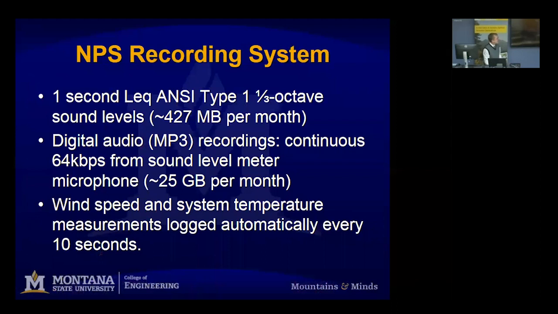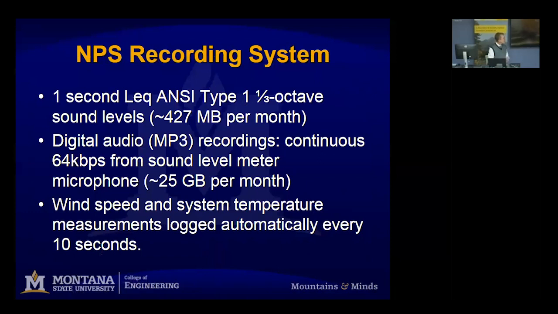So the National Park Service recording system, some of the technical information, was recording these kind of regulatory quality sound level readings, because again, if they made a decision to change a management policy at that park and somebody sued them, they would want to be able to have experts come out in court and explain how these measurements were done and that they were reliable.